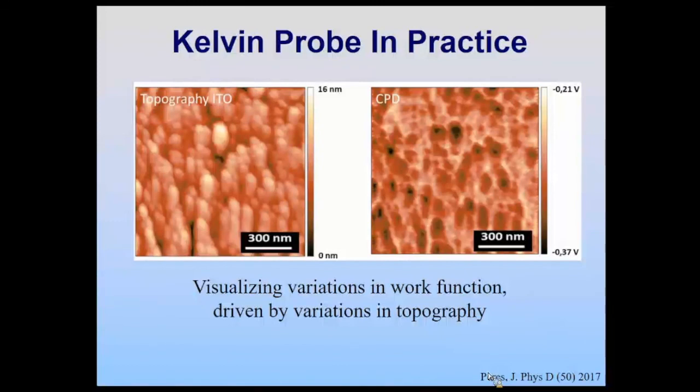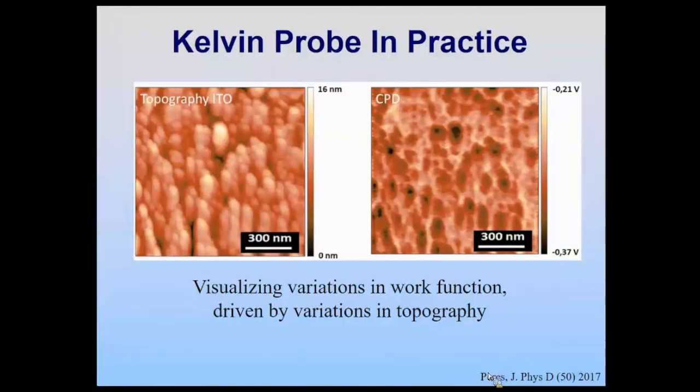So this is CPD, or contact potential difference imaging. There's topography. They're simultaneously measured. And what they find is that the contact potential varies by about 0.2 volts over the sample. And if you look at the relationship between where it's high and where it's low, related to topography, you can see the topography definitely drives these differences.